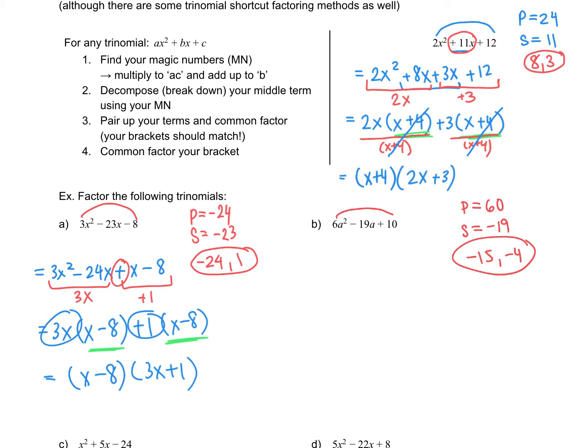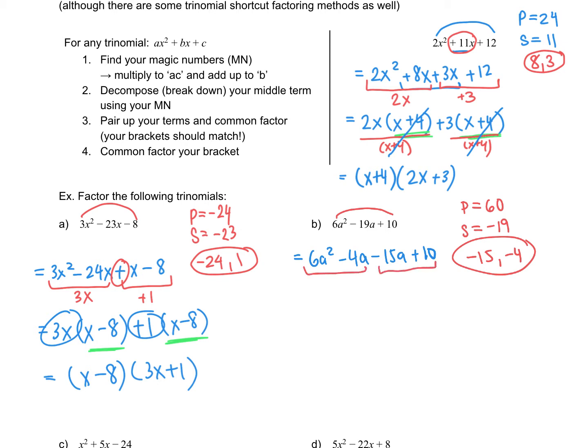And when you write your magic numbers in, replacing the middle term, it doesn't matter the order you write them in. So I think the 15 would be nicely paired with the 10. So I'm actually going to write minus 4a first and minus 15a second, but it really doesn't matter. It will work either way.